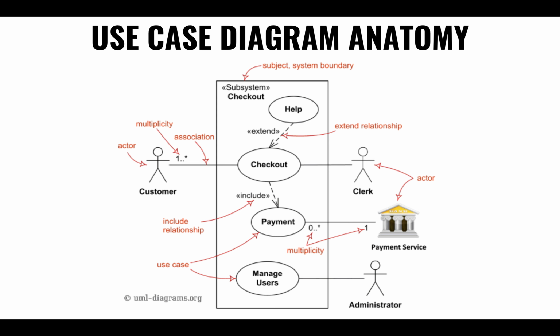Some other ones, the include relationships, allow you to capture dependencies between use cases, where you cannot go forward in a use case unless some other use case has occurred before. You cannot check out unless you have paid for something that you're checking out. Okay.